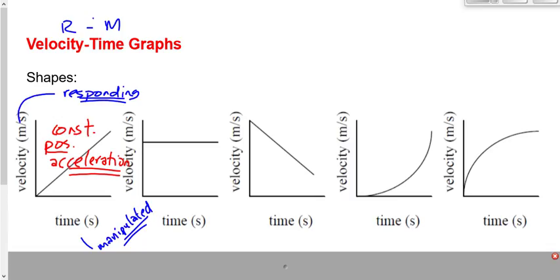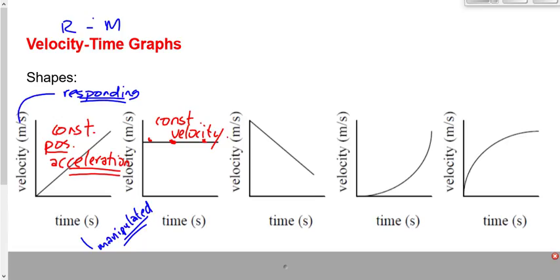What about the second diagram? If the second diagram was a position time graph, a flat line would mean it's at rest. But on a velocity time graph, that doesn't mean at rest. It's a constant velocity. Look, the velocity here is the same as the velocity here, is the same as the velocity here.